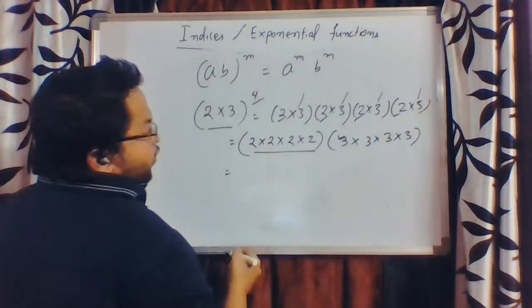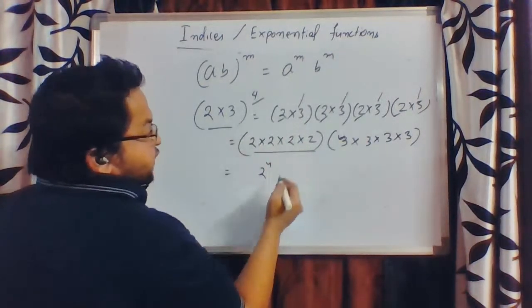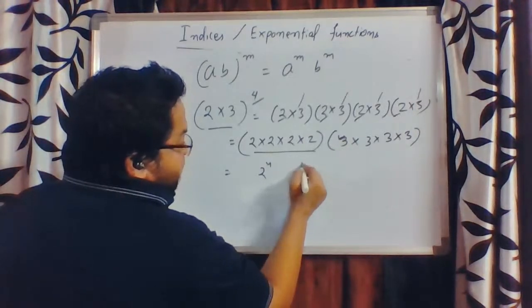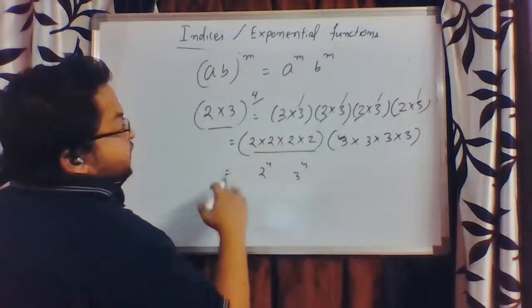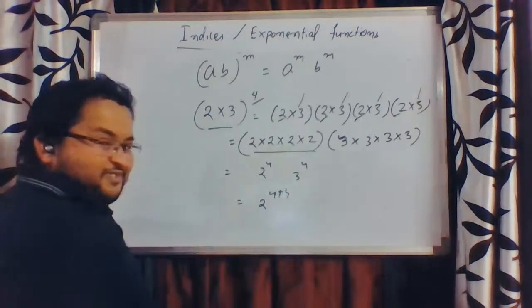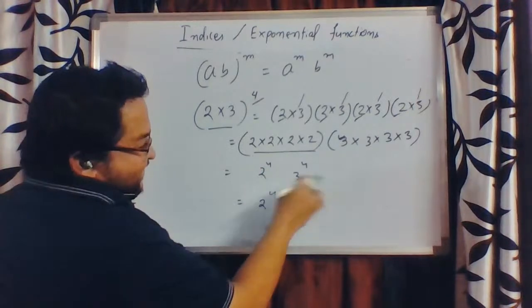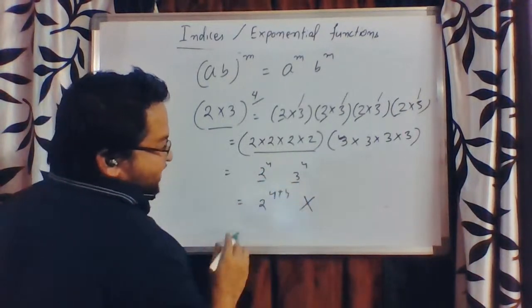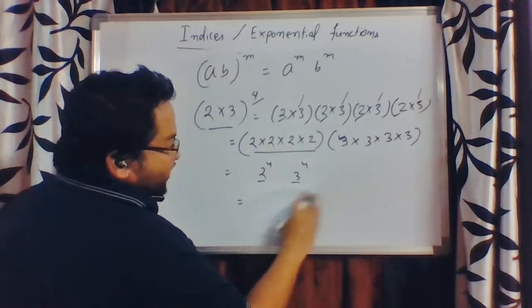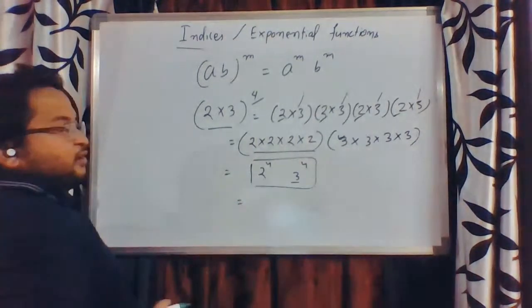Again, using your law 1, this can be written as 2 to the power 4 in exponential form, and then this can be written as 3 to the power 4, right? So this can be rewritten as 2 to the power 4 plus 4, right? Absolutely wrong. This law is applicable only when your base is the same. Here base is 2, here base is 3. So obviously I cannot use this. So this is wrong, and this is the last step.